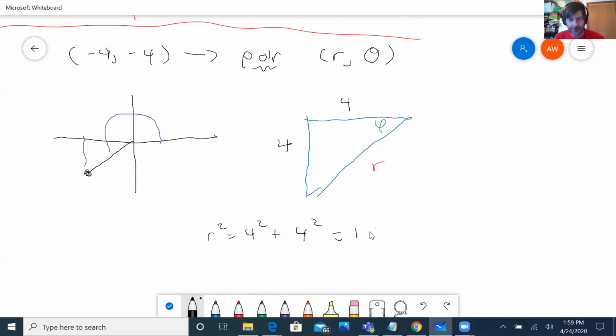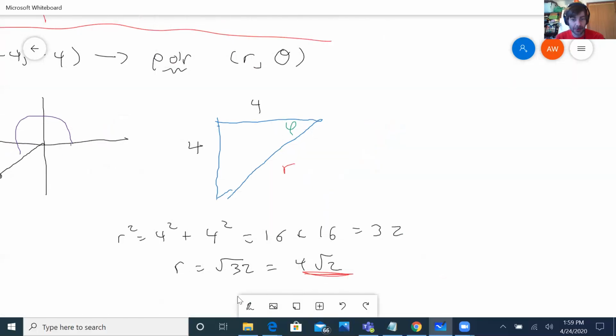Just with the Pythagorean theorem. And so r is going to be the square root of 32, which is going to be 4 times the square root of 2. Okay, now for the theta. Maybe we can just see right here that we have the same two lengths, so we know it's going to be a pi over 4, but I can do this out right here.